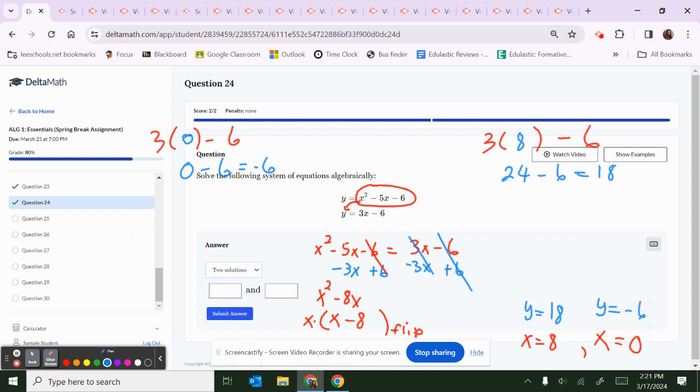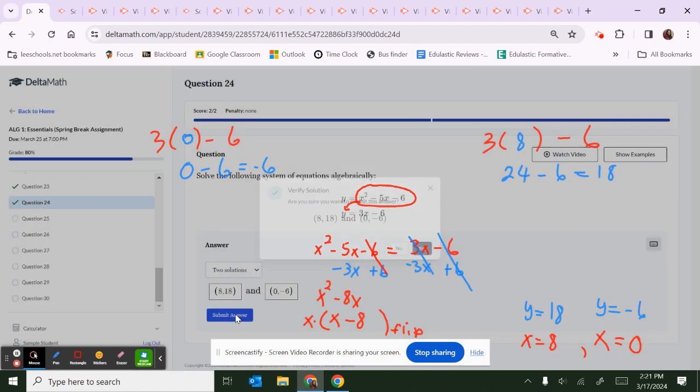Those are all the different variations and how you would get your answers. So it would be parentheses 8, 18, because that's the y that goes with it. It's always x and then y. Then it would be 0, comma, negative 6, because it's always x and then y, and negative 6 is the y that goes with this x. Just like that.